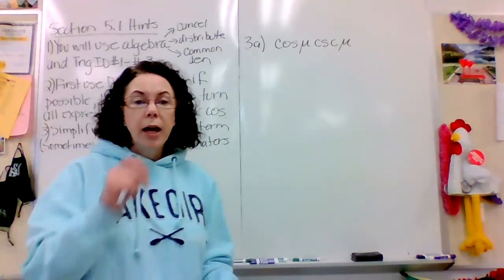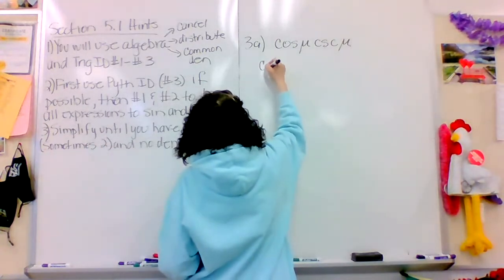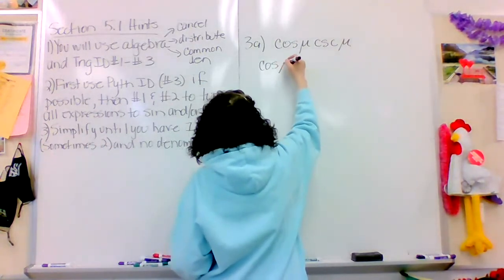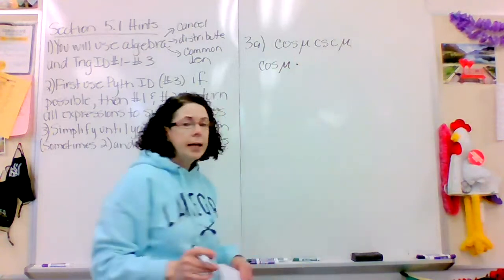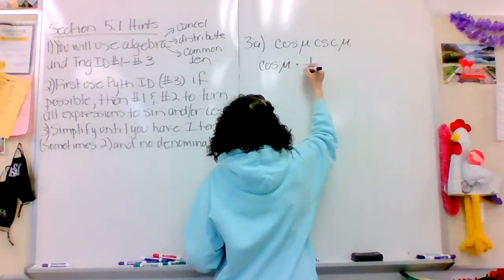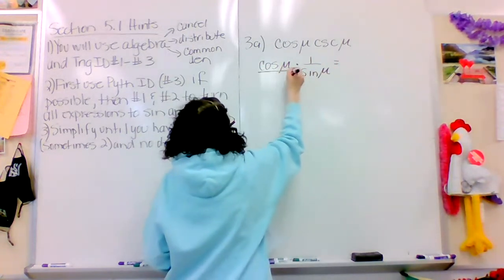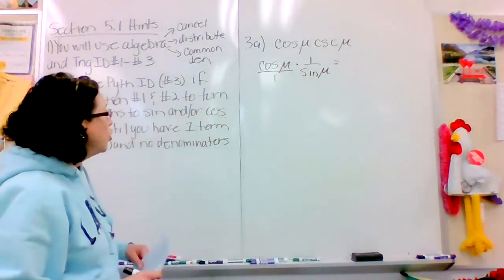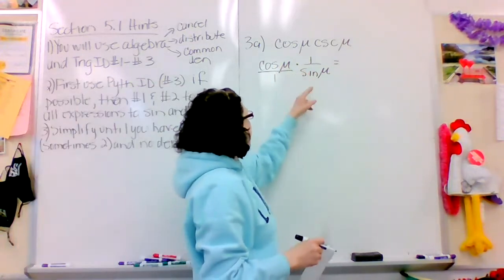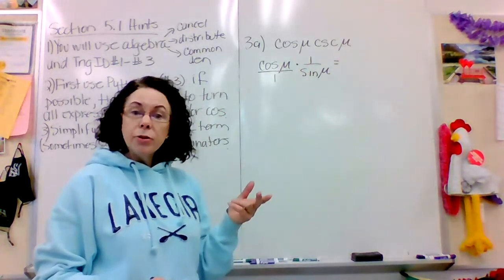So I'm going to use my quotient reciprocal identities. Cosine, I don't have a reciprocal or quotient identity for. I'm going to keep it. But cosecant is 1 over sine. There we go. So I'm just going to put cosine of mu over 1, and cosecant I wrote using a reciprocal identity.